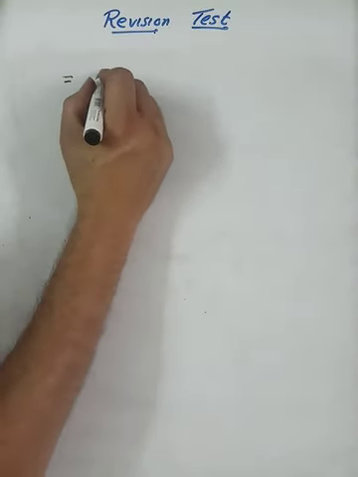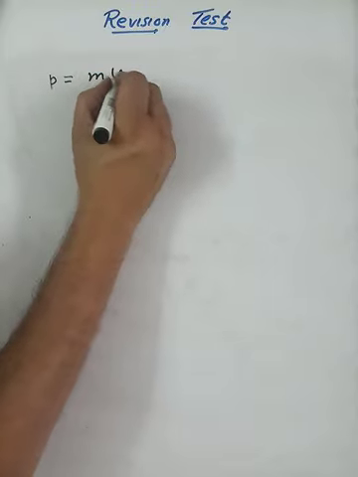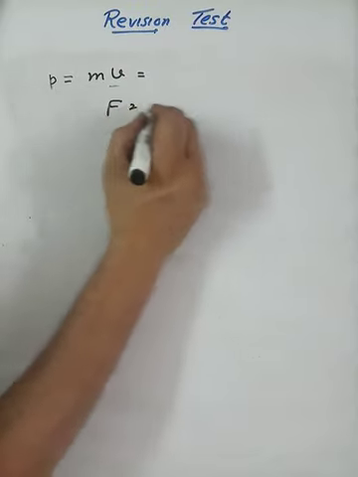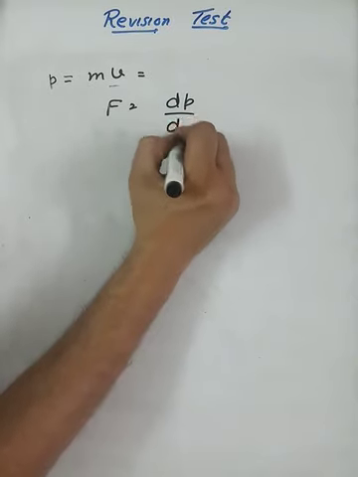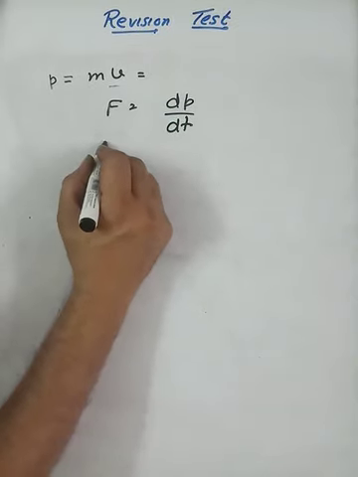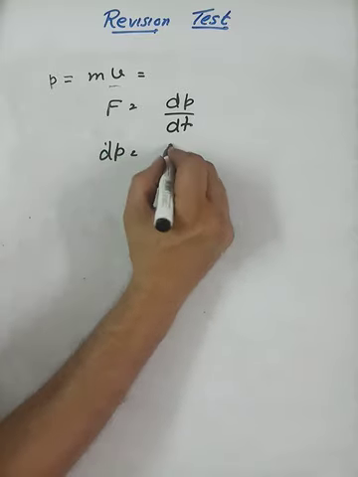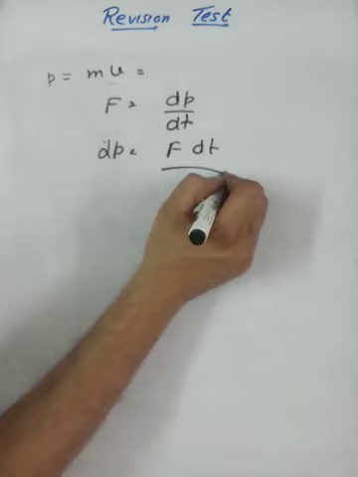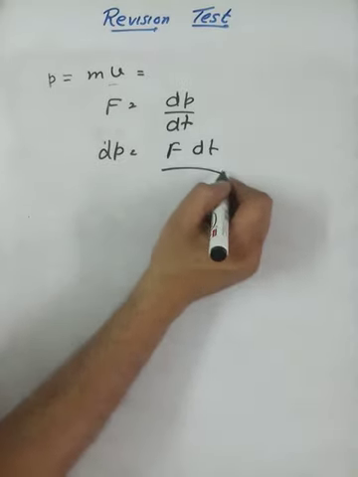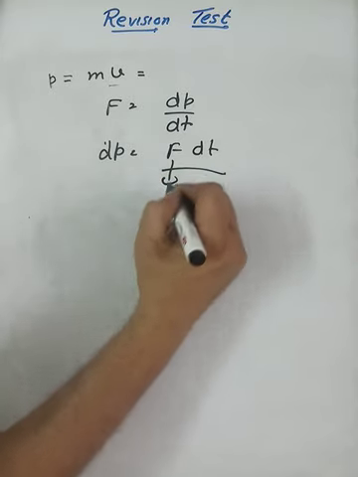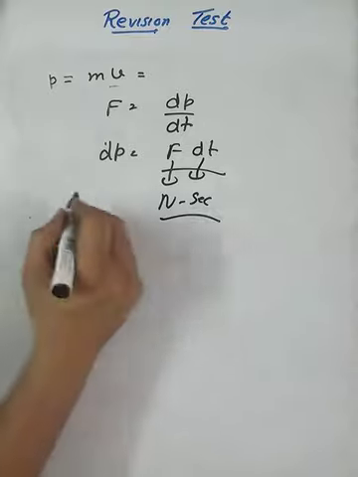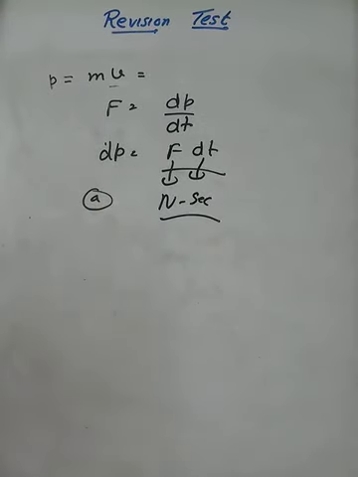The unit of momentum. Momentum is mass into velocity, or also F is equal to rate of change of momentum. Therefore change in momentum is F into dt. The unit of momentum: force is Newton and dt is second, so Newton second. Option number A is correct.